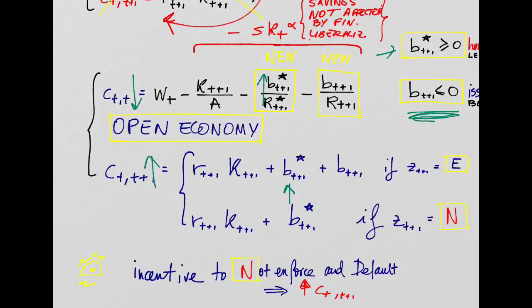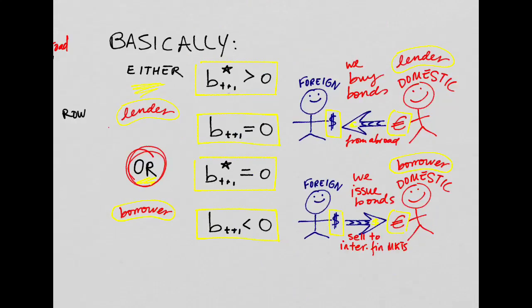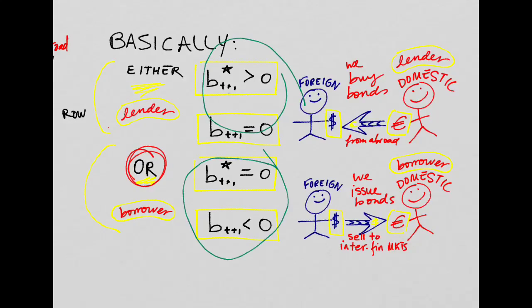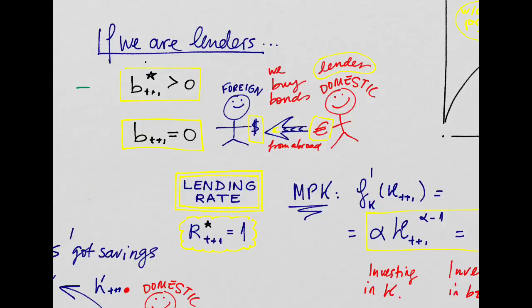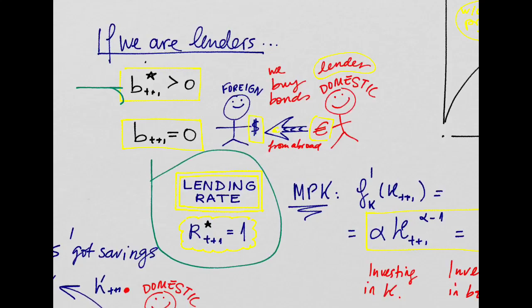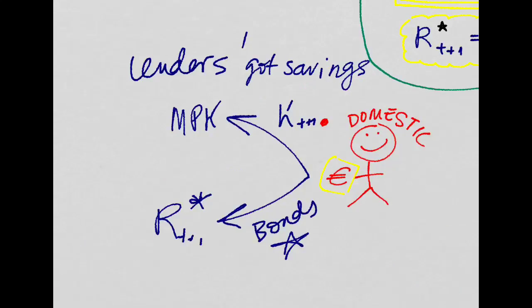Basically, by defaulting, you're not paying back this amount that you borrowed, so you're able to consume more in the second period. So in the paper, what the authors do is say, look, we can either be lenders or be borrowers, but we cannot be both. So either this is the case or this is the case. We cannot be borrowing and lending at the same time to the rest of the world. So if we're lending, then this is going to be positive. We'll be lending money to foreigners and we'll be getting back a fixed amount, R_{t+1}^*, which is equal to 1. But since we're lending, that means that we have some savings, right?